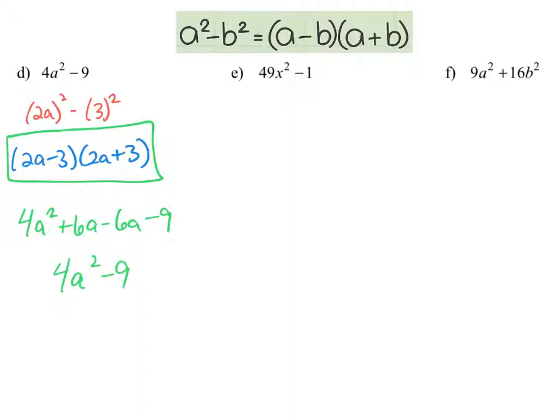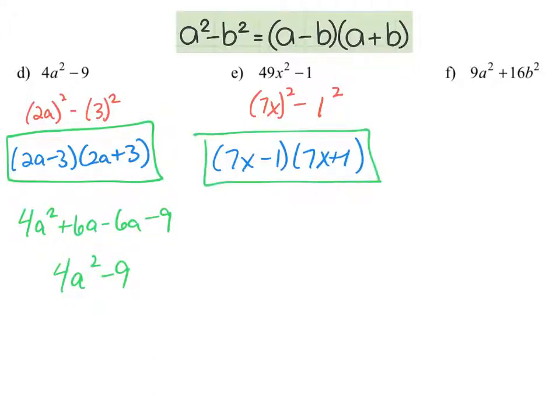Example E, we have 49x squared minus 1. This is also a difference of two squares. 49x squared can be written as the quantity 7x to the second power, and 1 can be written as 1 to the second power. So our factors are 7x minus 1 and 7x plus 1. We check our answer using the FOIL process. First, outer, inner, last gives us 49x squared plus 7x minus 7x minus 1, simplified to get 49x squared minus 1.